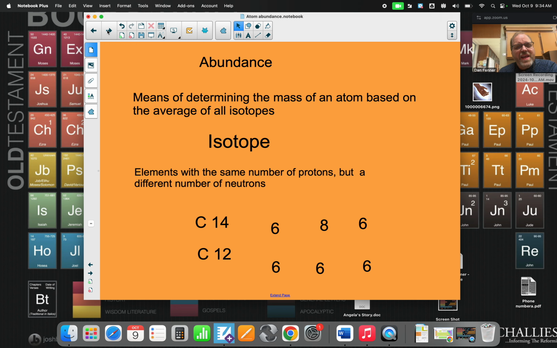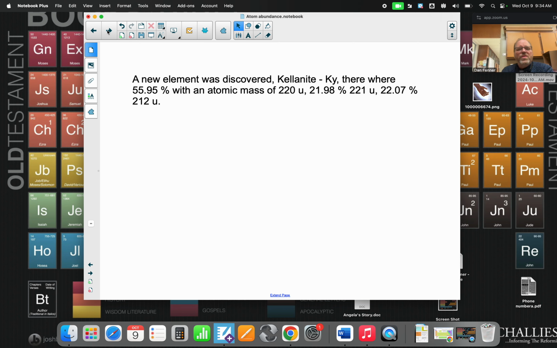All right, so let's take a look at a problem. An element discovered and named Kelenite. A former teacher I worked with named Mr. Kelly, so there is the element named after him. There are 3 isotopes here. Atomic mass 220 with 55.95% of it. We have 221 with 21.98% of it, and 212 atomic mass with a percentage of 22.07. So how do we do this? Well, we're going to take the first isotope and multiply by the decimal percentage of that, and do the rest likewise for however many isotopes we have of that element.